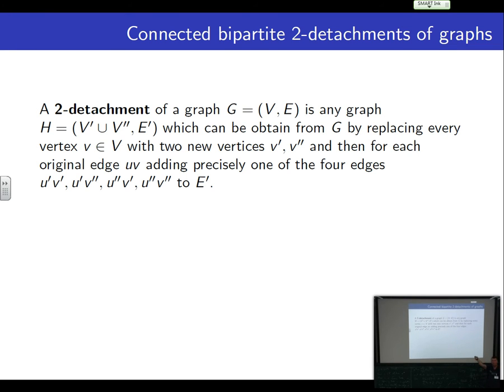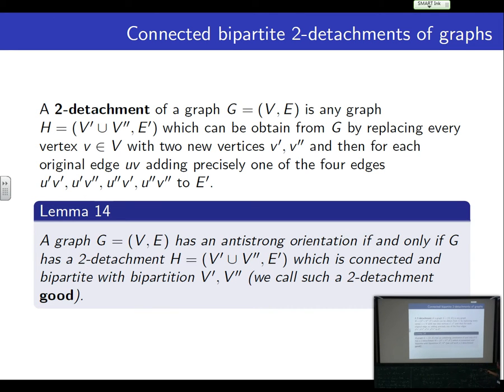You split it into a V plus and a V minus, and you distribute the edges. So if you have one edge, there are four possible places you can put it, V minus, U plus, V minus, and so on. And you can take exactly one of those. And now here is an easy equivalence due to this bipartite representation, that a graph has an antistrong orientation if and only if you can two-detach the graph into a connected graph, which is bipartite, using exactly the detachment sets as a bipartition.